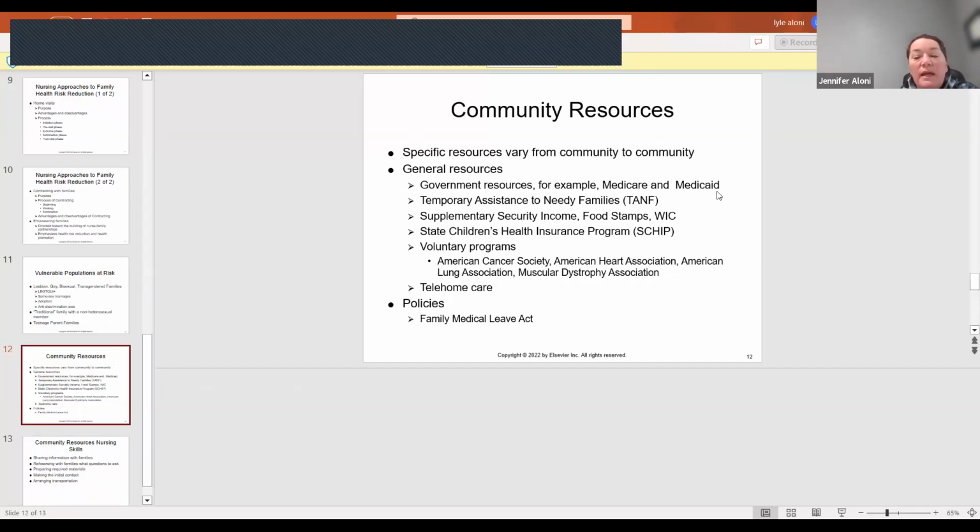So with community resources, we have many things we can do. We have our Medicare and our Medicaid. We have food stamps. We have WIC for single or low-income women and children. We have our state health insurance programs. We have our American Heart Association. We have American Lung Association. We do telehealth. Our Family Medical Leave Act, again, we see here as something that can help with our community.